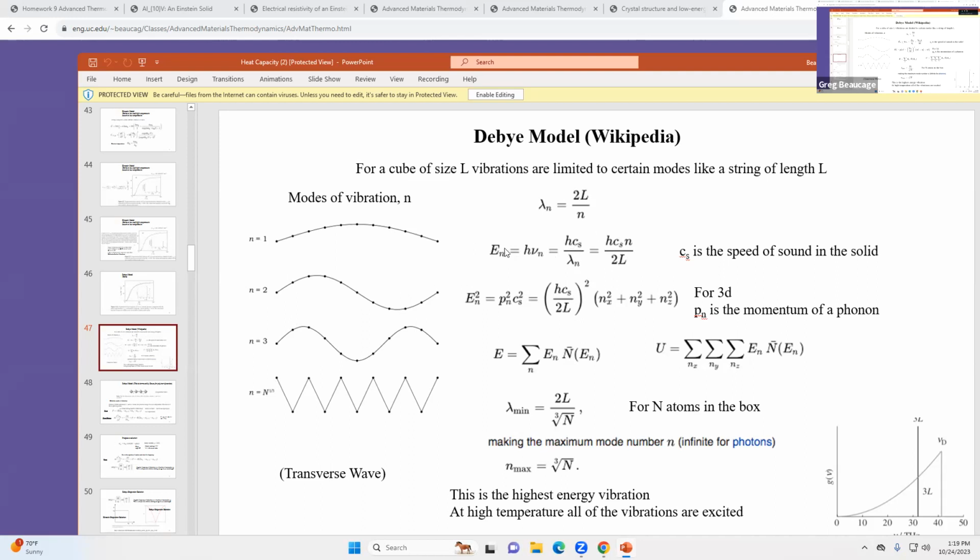And then, yeah, you can add up those energies in 3D. It's easy to find the minimum, because it's just going to be one atom with vibrations, right? So you can get that, and that also gives you the maximum mode. In 3D, the cube root of n would give you the number of dots in the line, basically. So that's a maximum mode number for the system.